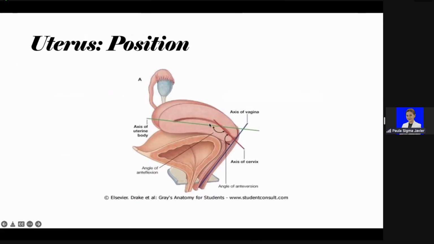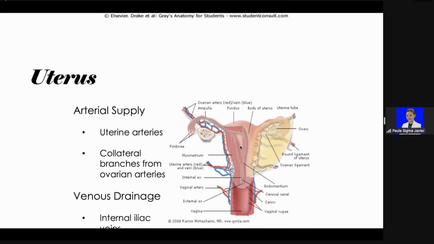So this is the normal position of the uterus. Just to orient you, this is the axis of the uterine body, this is the axis of the cervix, and this is the axis of the vagina. The angle of anteflexion is between the axis of the uterine body and the axis of the cervix. The angle of anteversion is between the axis of the cervix and the axis of the vagina. Okay.